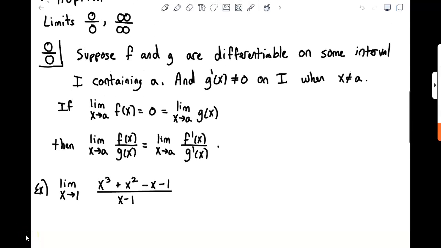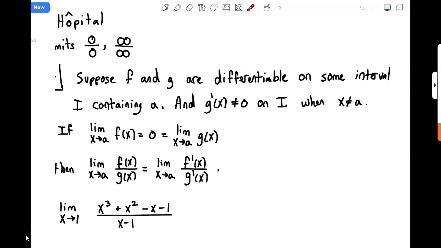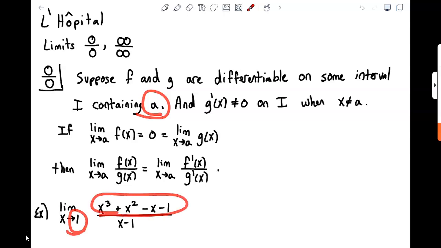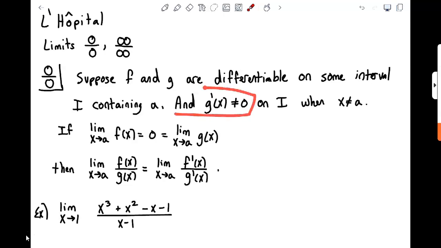Okay, so in the last video we just introduced this idea of what's called L'Hopital's rule. Specifically, we're looking at the 0 over 0 case right now. And again, the idea is that if we have two functions that are differentiable about our point, so both of these things have derivatives about x equals a, and the other thing is the denominator can't be 0 for those values around it. It's okay if its derivative is 0 at a, but it can't be 0 elsewhere. The denominator just can't be 0. If the denominator is 0, we're out of luck.